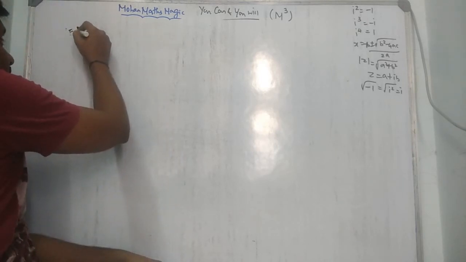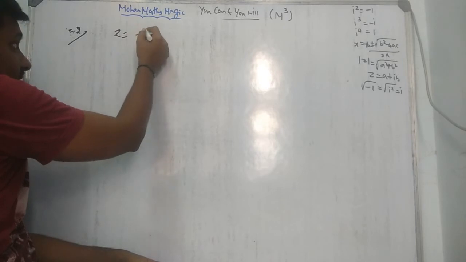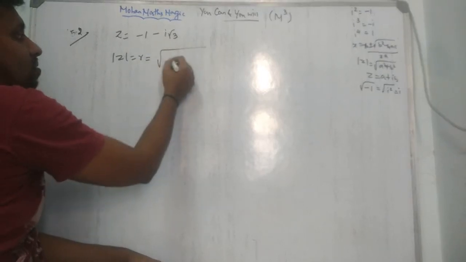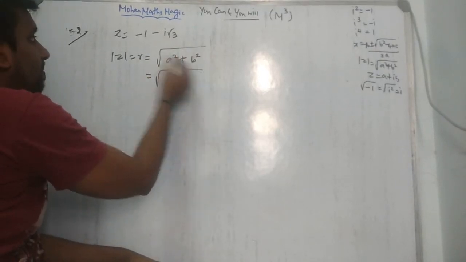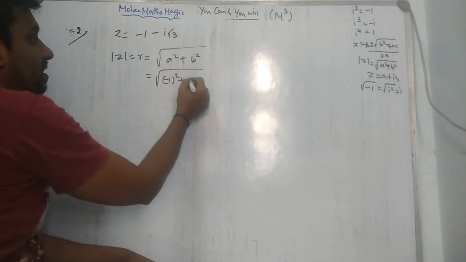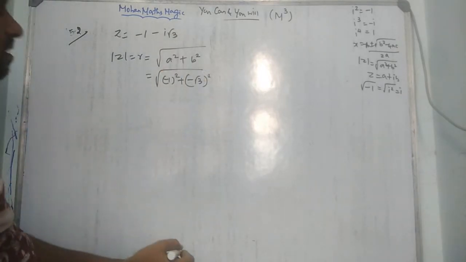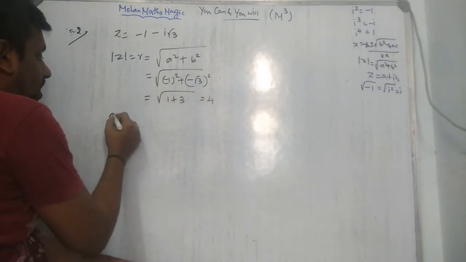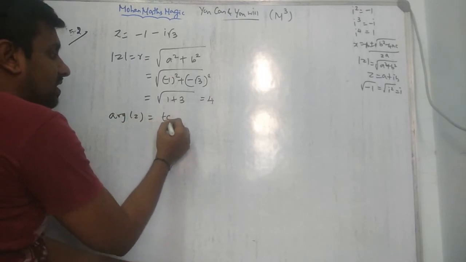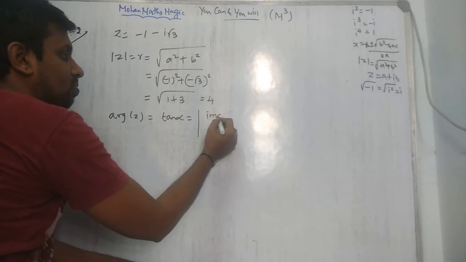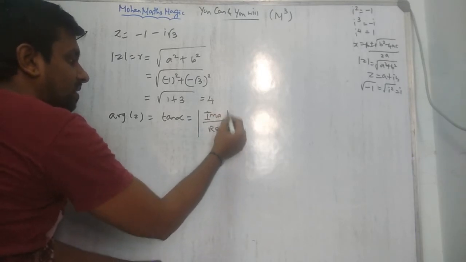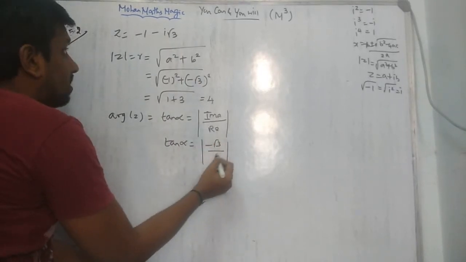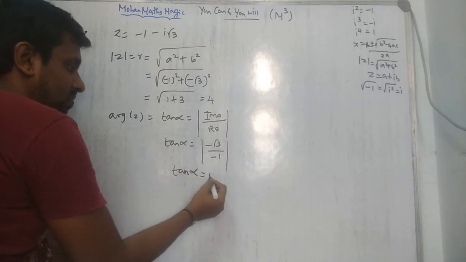So in exercise 5.2, modulus value. Find the modulus for minus 1 minus i root 3. So modulus of z, r, is the square root of real part squared plus imaginary part squared. So real part is minus 1, imaginary part is minus root 3. Therefore square root of 1 plus 3, the answer is 4. After that, the argument of z. Argument of z, tan alpha, is imaginary part divided by real part. So tan alpha equals minus root 3 by minus 1. So tan alpha equals root 3.